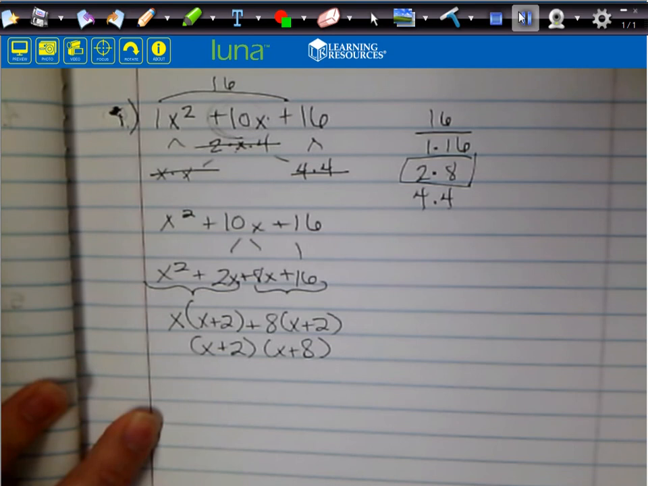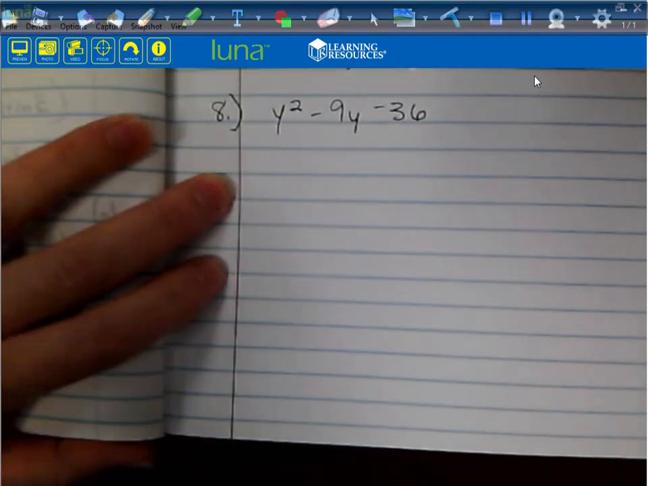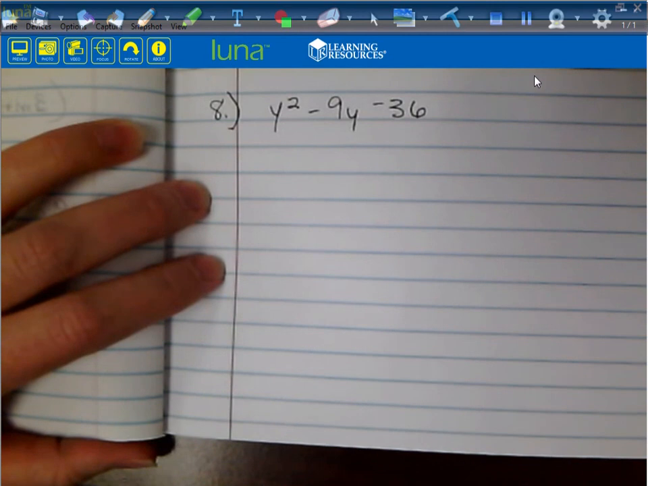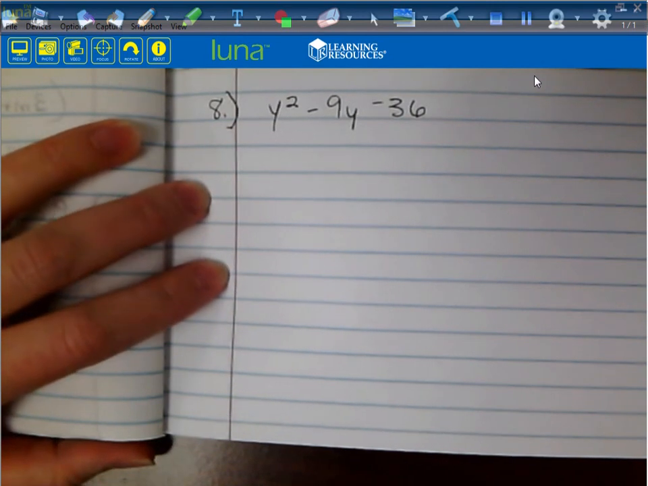Make sure that you have all of that down before you move on. All right, go ahead and get down number 8. It's y squared minus 9y minus 36.